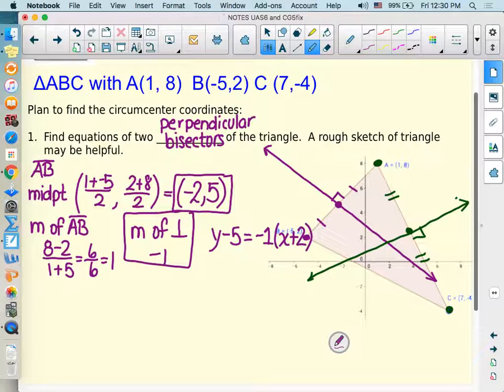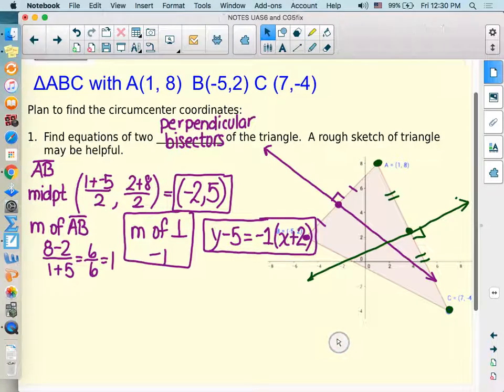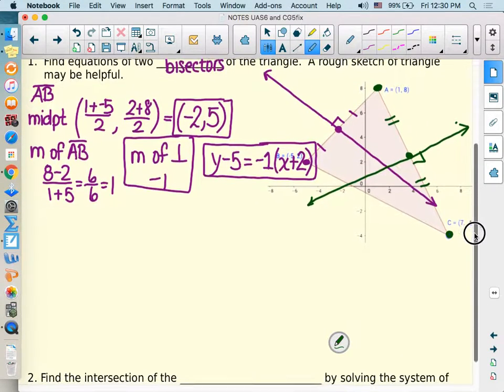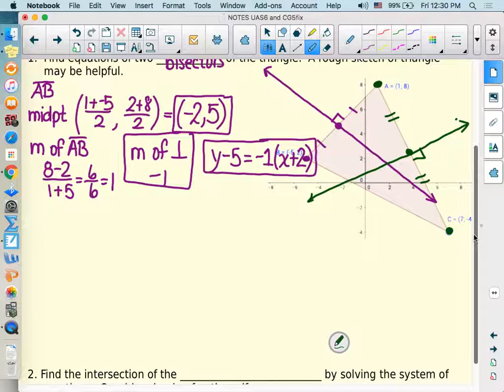That would be an equation that could be used to represent that. So I'm going to keep that one for later because that describes one of my perpendicular bisectors. I need to go through that same process again now and find one for another of the perpendicular bisectors. So for side AC, you could, by the way, do side BC.